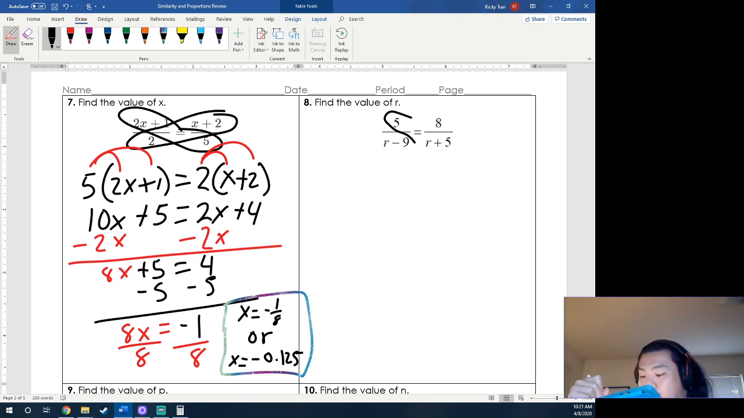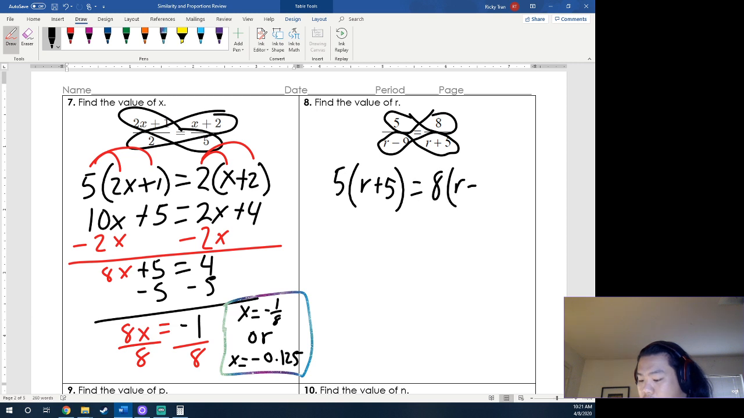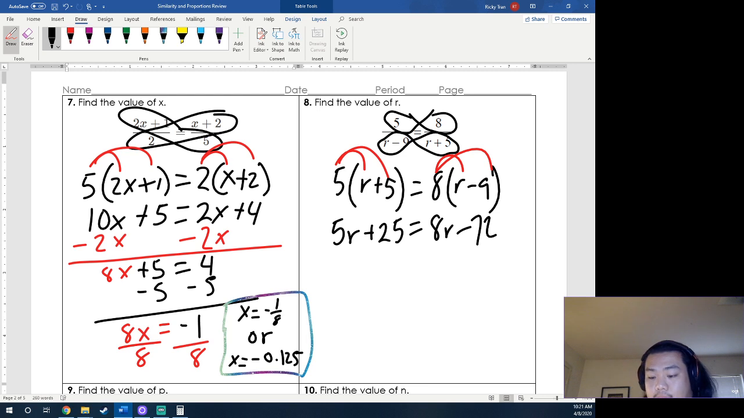So we have to cross multiply. All right, so we have 5 times r plus 5 is equal to 8 times r minus 9. Again, we have to distribute. So we have 5r, or 5 times r, plus 5 times 5, which is 25, is equal to 8 times r, which is 8r, and then 8 times negative 9, which is negative 72. And then from here, we will just solve.